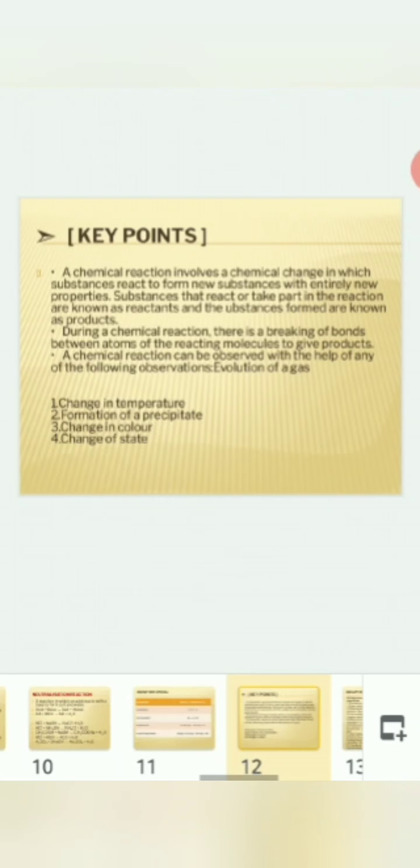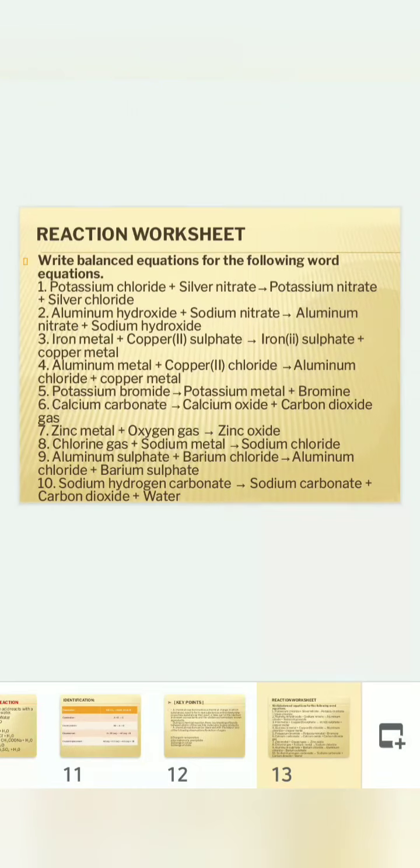So next you will go for a worksheet to write in your notebook. Reaction worksheet: write balanced equations for the following word equations. Potassium chloride plus silver nitrate gives you potassium nitrate and silver chloride. Ammonium hydroxide plus aluminium nitrate gives ammonium nitrate plus aluminium hydroxide. Next, iron metal when reacting with copper sulfate gives you iron sulfate and copper metal.